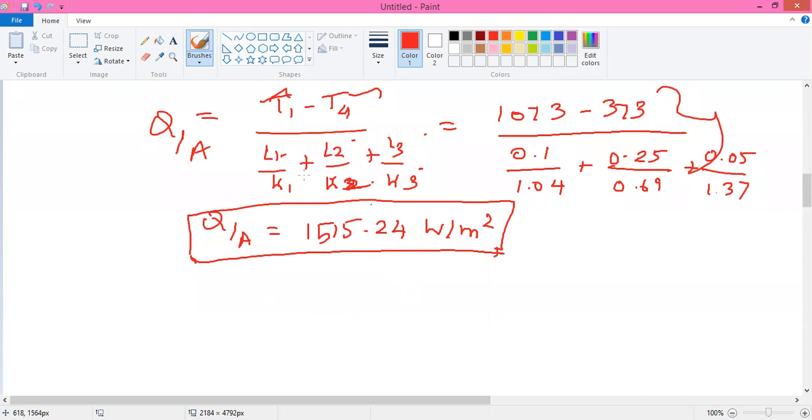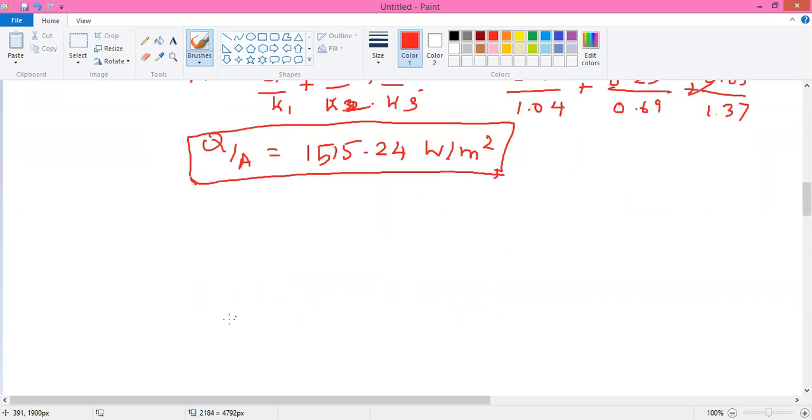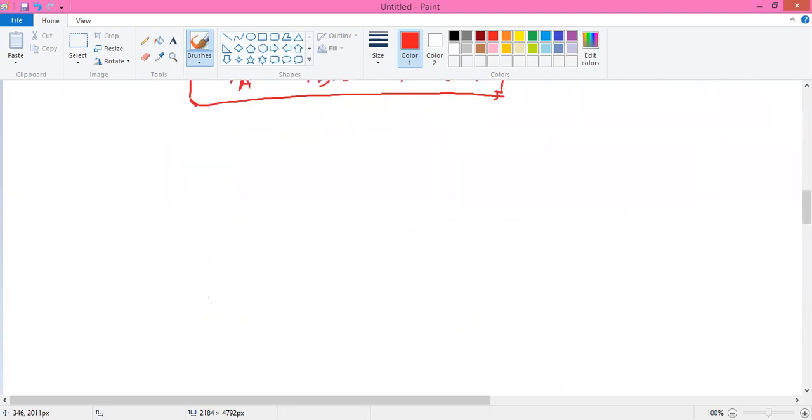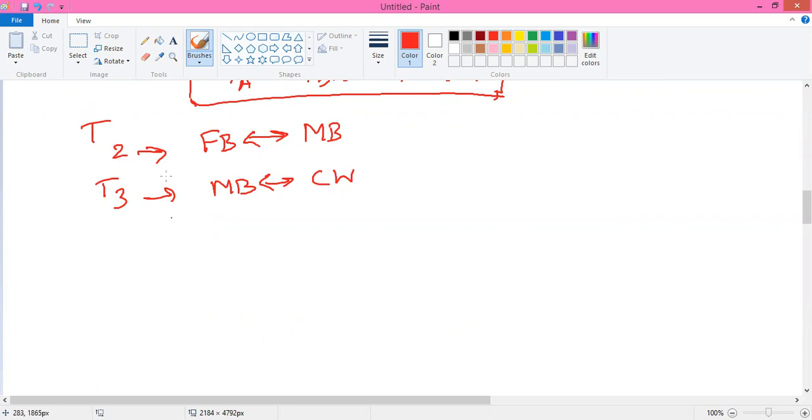Next we find the temperatures T2 and T3. These are the interface temperatures. T2 is the temperature between the fire brick and the masonry brick, and T3 is the temperature between the masonry brick and the concrete wall. Next we find the temperature T2.